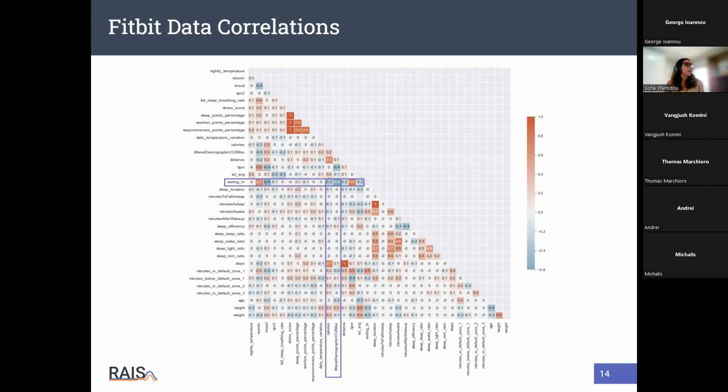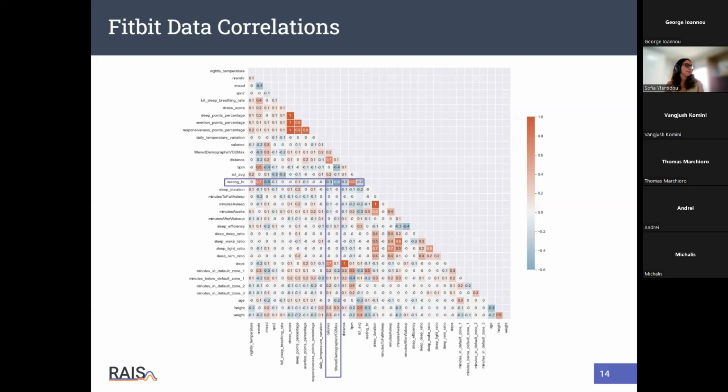And another one: the resting heart rate of the user is negatively correlated with calories as well as the demographic VO2 max, which is the fitness level of the user. So let's say resting heart rate is 0.3 negatively correlated with calories and 0.6 negatively correlated with the fitness level of the user. In other words, the higher the heart rate, the lower the VO2 max, the lower the fitness level of the user is.